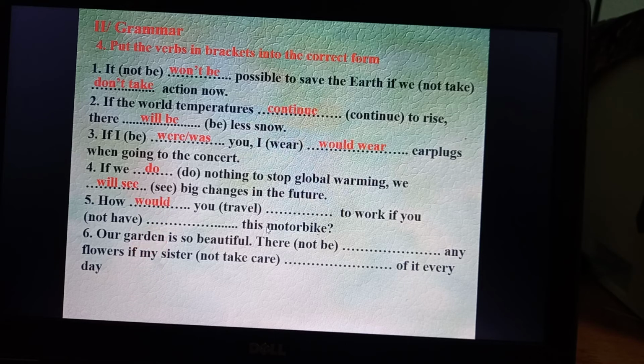How would you try if you, mệnh đề điều kiện lúc này phải để simple past, didn't have. And number 6, our garden is so beautiful, there not be any flowers if my sister not take care of it every day.